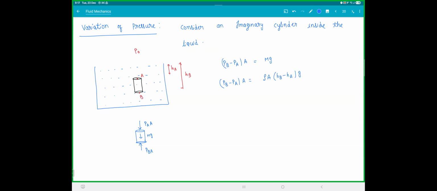Area gets cancelled off and you end up with PB minus PA is equal to rho g (HB minus HA). You can clearly see this is nothing but dP, the change in pressure, and this will be dH. So dP is equal to rho g dH. This is your differential form. A small change in pressure over a height of dH is given by rho g dH. This is the thing which you have to use when you have to integrate.